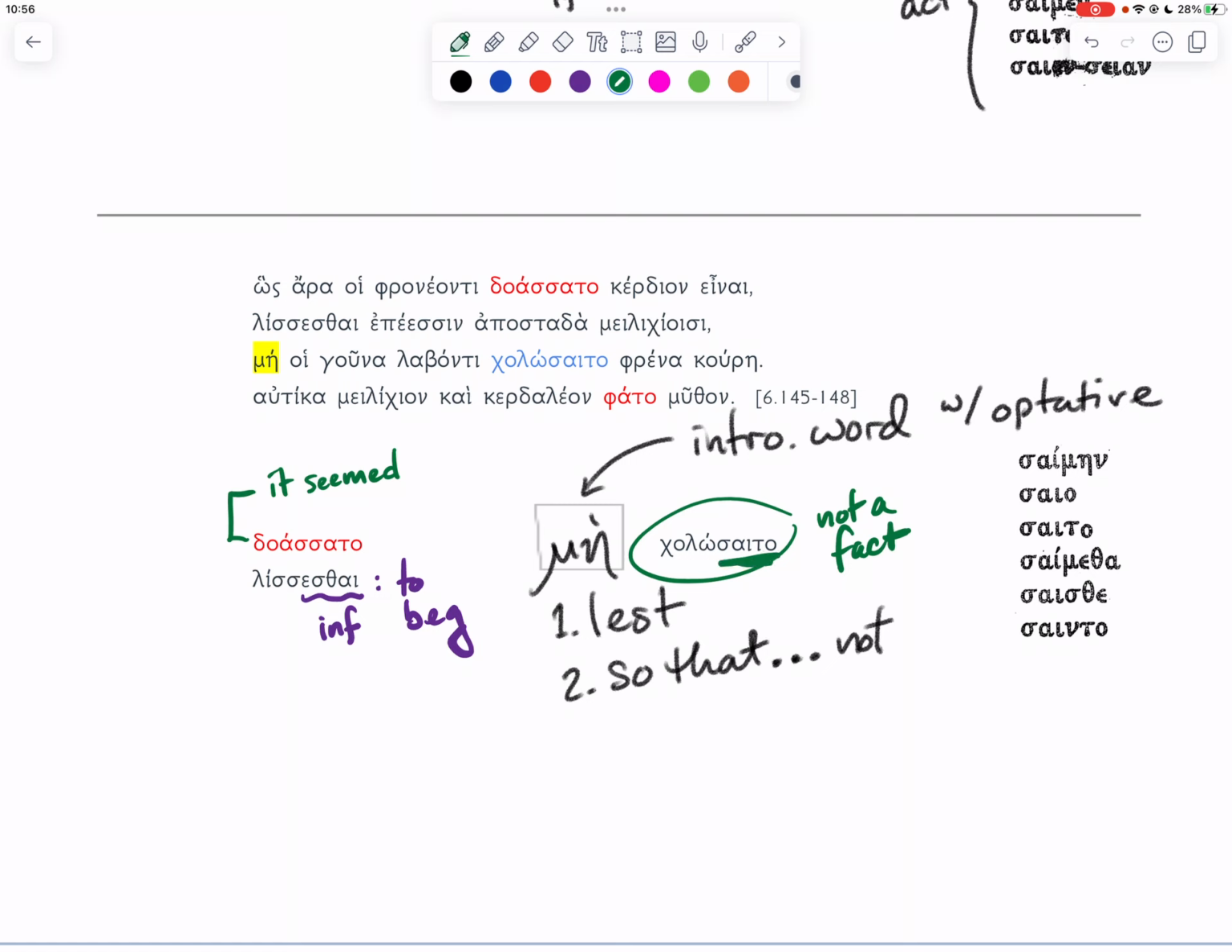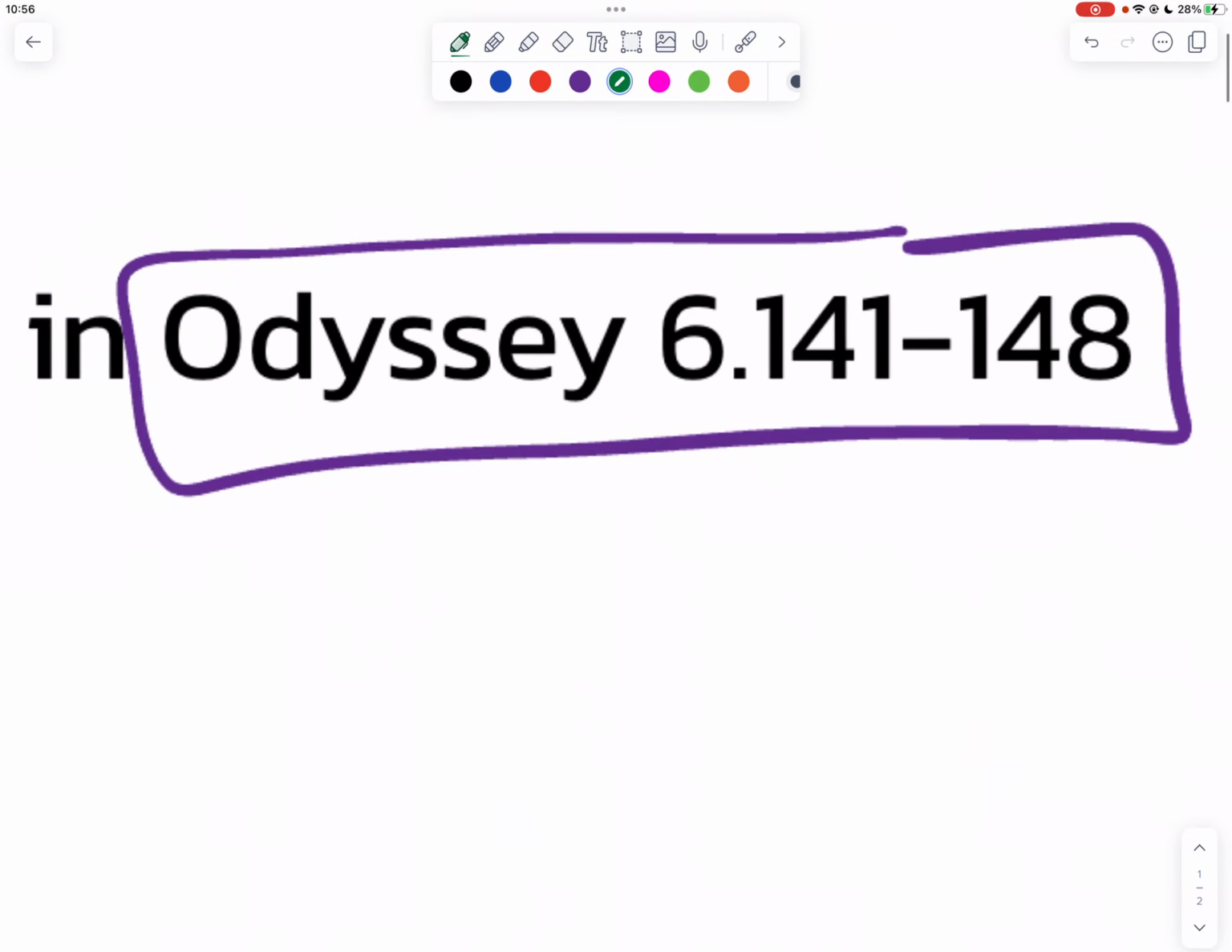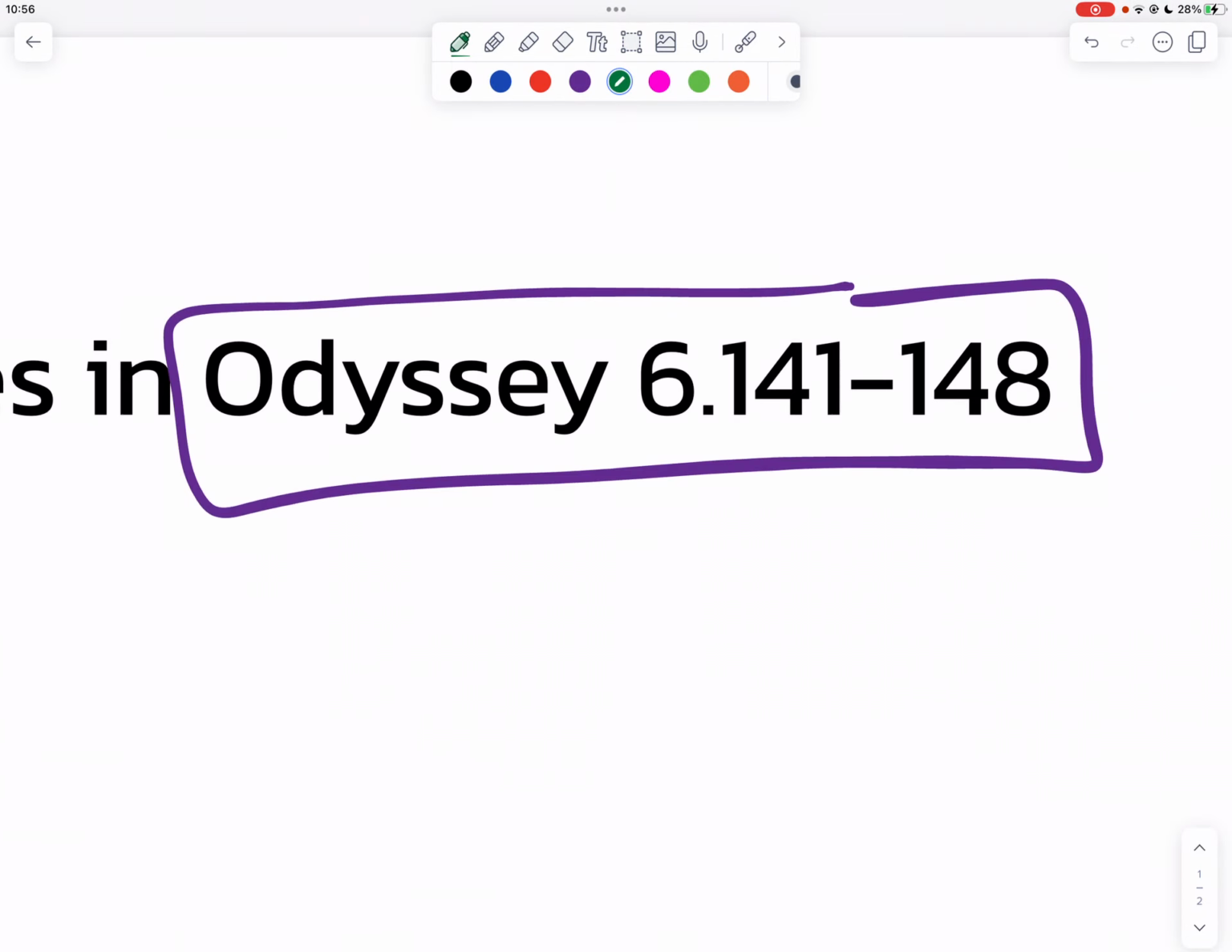And if you look at the ending here, it appears here. And if I notice here, that sigma alpha going all the way down tells me this is the tense called aorist. And if you really want to get specific, this is the first aorist. And these are the endings for the middle voice. So there's just a little primer on the optatives in Odyssey 6, 141 to 148.